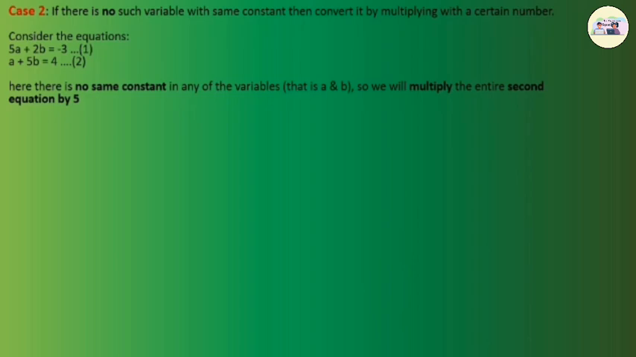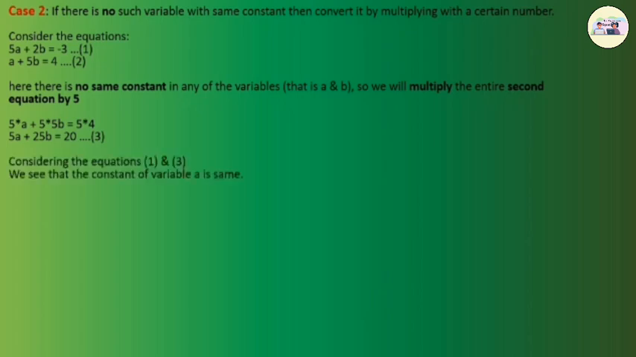So, we will multiply the entire second equation by 5. We get the equation as 5 into a plus 5 into 5b equals 5 into 4. That gives us 5a plus 25b equals 20. We'll name this equation as equation number 3.